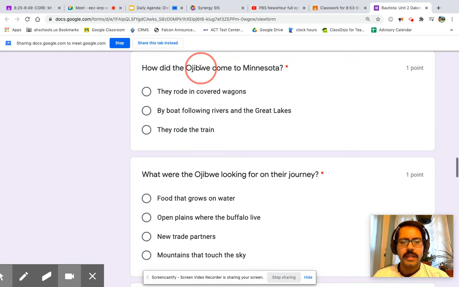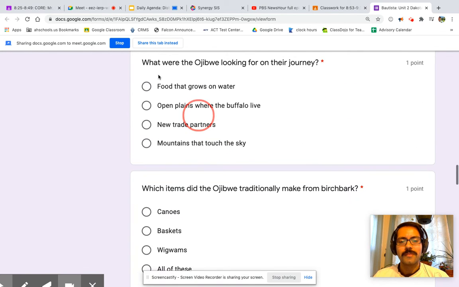How did the Ojibwe come to Minnesota? They rode in covered wagons, by boat following rivers and the Great Lakes. They rode the train. What were the Ojibwe looking for on their journey? Food that grows on water, open plains where the buffalo live, new trade partners, mountains that touch the sky.